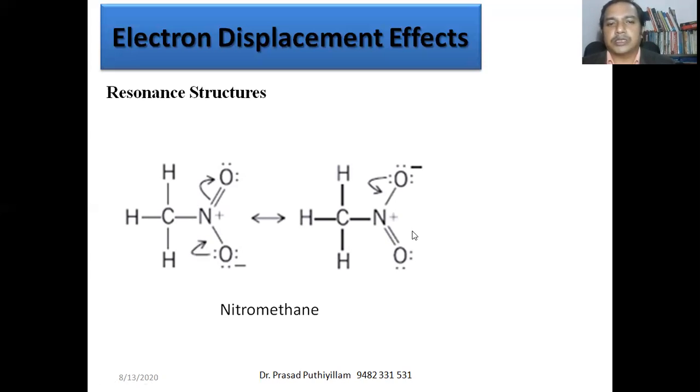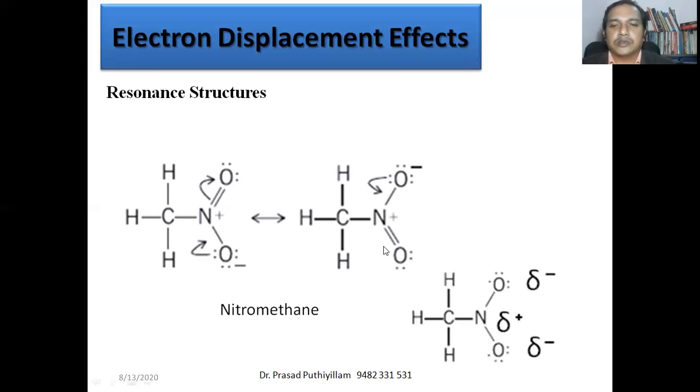These two structures are not the actual structure of nitromethane; they are only the contributing structures. The actual structure of nitromethane we have to represent like this, with a partial positive charge on nitrogen. There is no full positive charge. There is a partial negative charge on both oxygens. This is the actual representation of nitromethane. But while writing chemical reactions or simple cases, we write either one of these two structures. So these two are canonical structures, hypothetically given structures, the resonance structures.